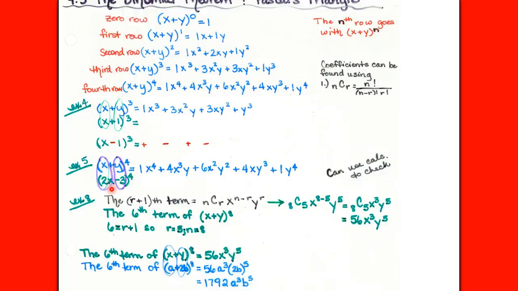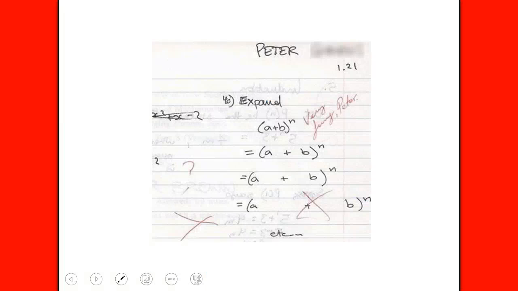It can be done, but it's just a great big mess, right? That's expanding a binomial. So what we want to do is use the binomial theorem and Pascal's triangle to help us expand those binomials in a little easier way. So when we say expand a binomial, this is not what we're talking about.